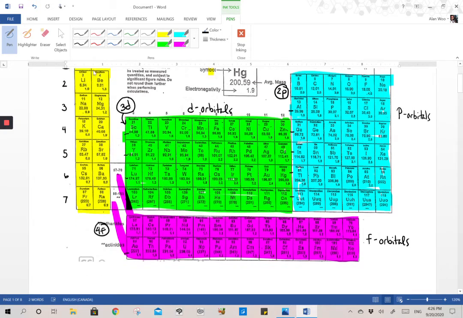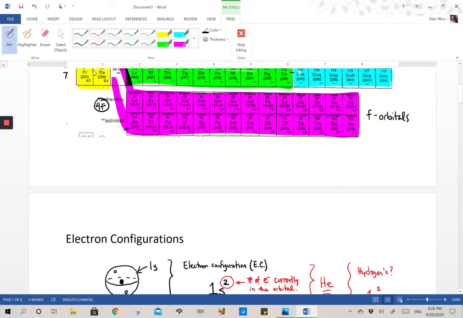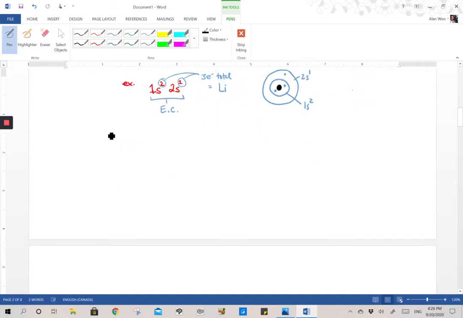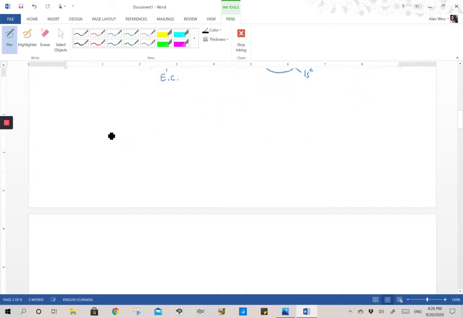So let's do this by giving you another example, and then we'll work more in class on some of the harder ones. Let's give you two. I want you to write the electron configuration for chlorine, and after that I want you to try and write the electron configuration for something like iron.